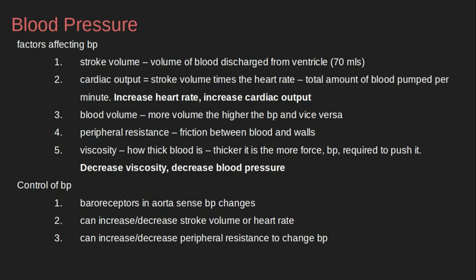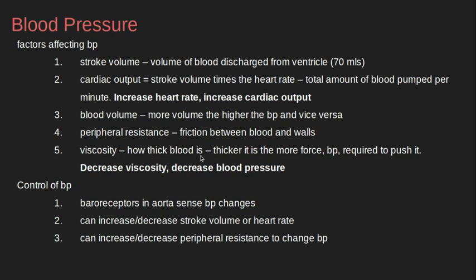Some factors that affect blood pressure. Stroke volume, that's the volume of blood discharged from a ventricle. And some of these are just extra, like if it's not bolded or underlined in your notes, you don't need to know the extra material, but it's good to hear it and go over. The cardiac output, that's the stroke volume minus the heart rate. This increases the heart rate. And when we increase the heart rate, that increases the cardiac output.